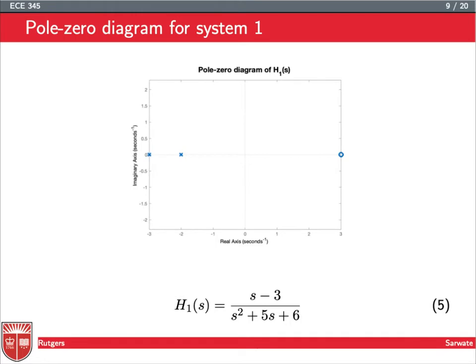So here we are. We have our 2 poles for our first system at -2 and -3, as we expected from factorizing this denominator. And we have a 0 over here at s equals 3. So that's exactly what we expected to see.